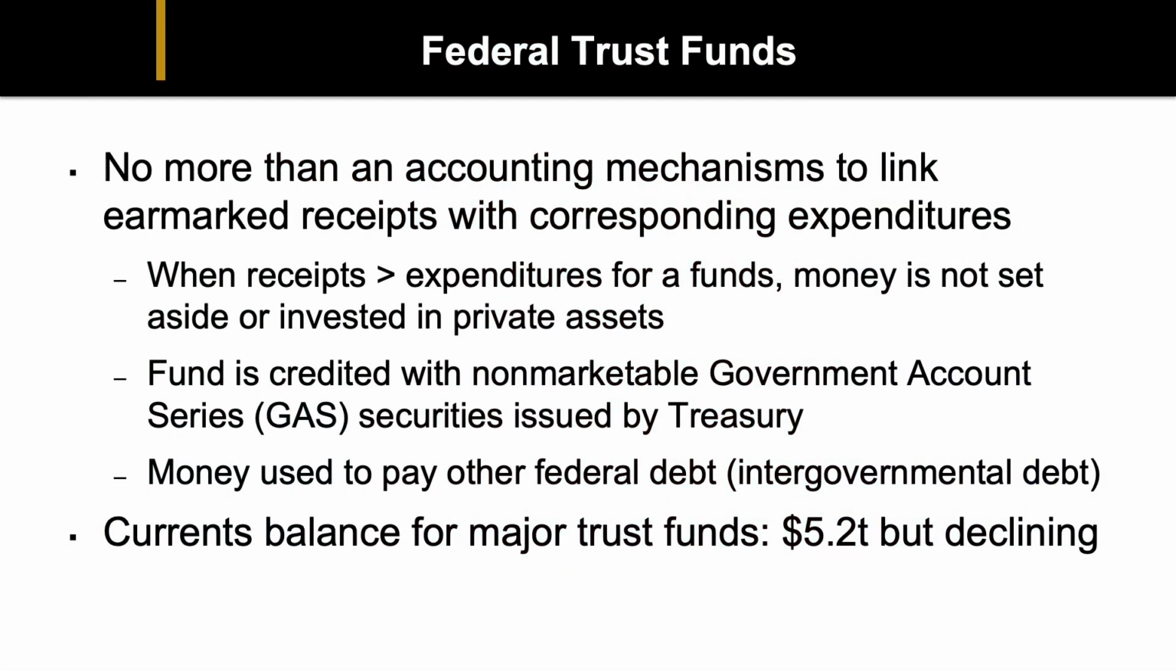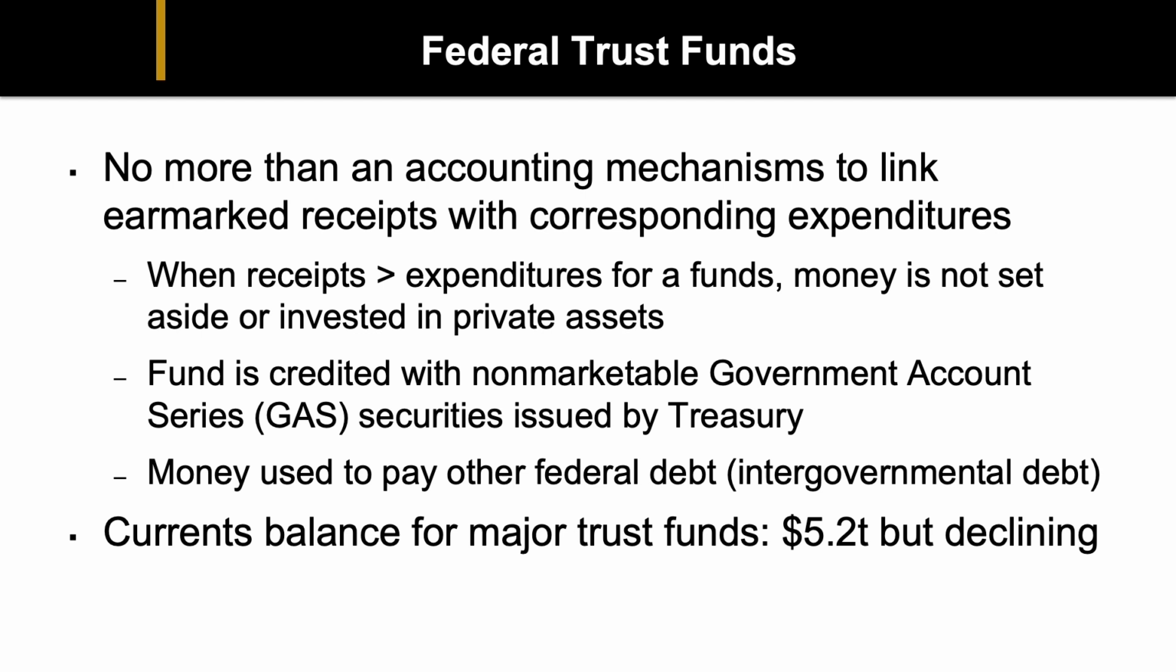The first important thing to know about federal trust funds is that they're not like private trust funds. In fact, there's very little about a federal trust fund that lives up to the name trust in this sense. First, federal trust funds are no more than an accounting mechanism to link earmarked receipts with corresponding expenditures. So they're just trying to link receipts with expenditures.